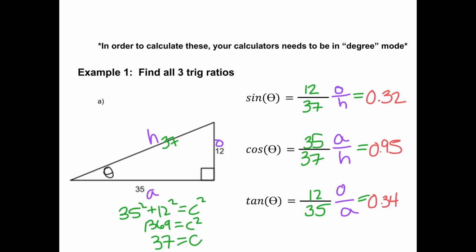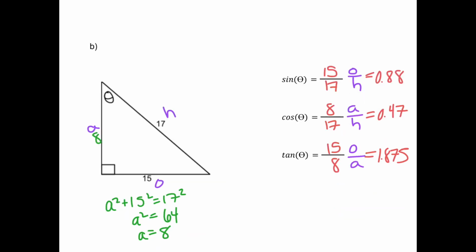So once again, all this really is doing is finding the ratio. We are just plugging in with our opposite over hypotenuse, adjacent over hypotenuse, and opposite over adjacent. So taking a look at this second problem, we needed to do some work to figure out this adjacent side to theta.